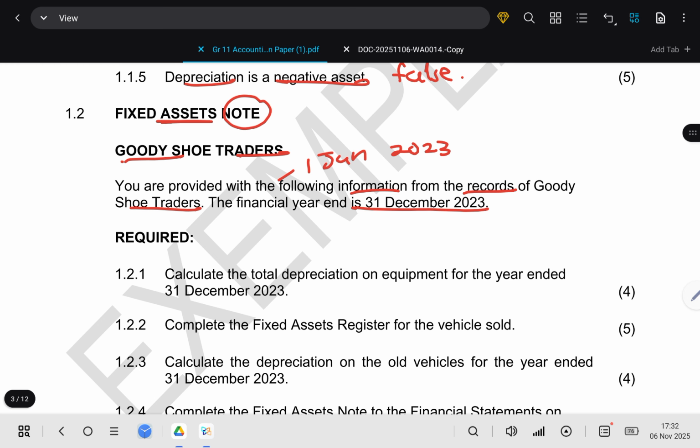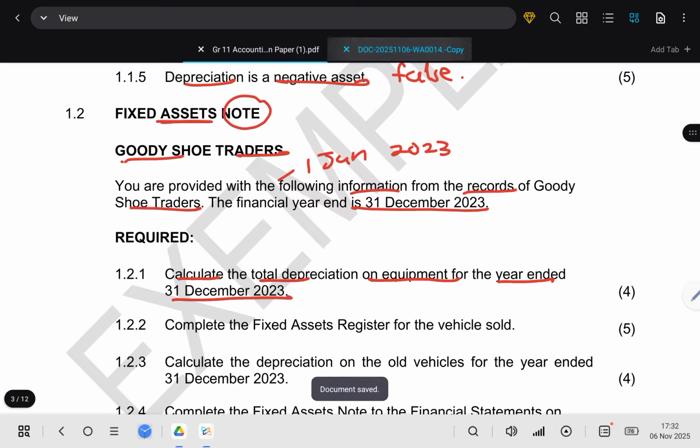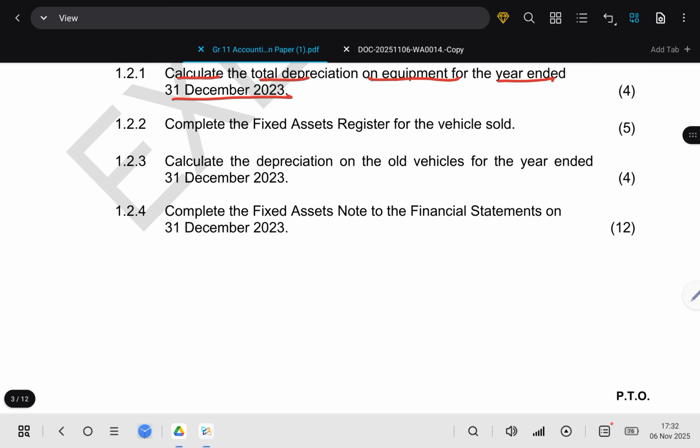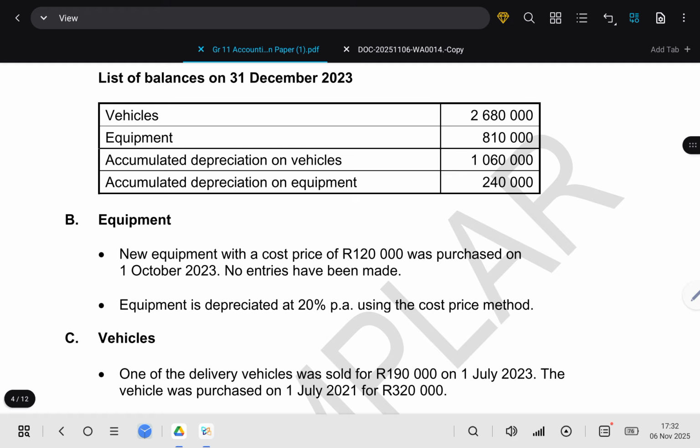Number 1, they say we must calculate the total depreciation on equipment for the year ended 31 December 2023. Now, here's what you need to remember. Remember, guys, when we do depreciation, I said you need to look for the SUN. Sometimes you'll find out that one of them is not there. So if it's not there, deal with what you are given. Okay. So the information here that we need is regarding depreciation. So here they're saying in terms of equipment, they're saying that new equipment with a cost price of 120,000 was purchased on 1 October 2023 and then no entries have been made.